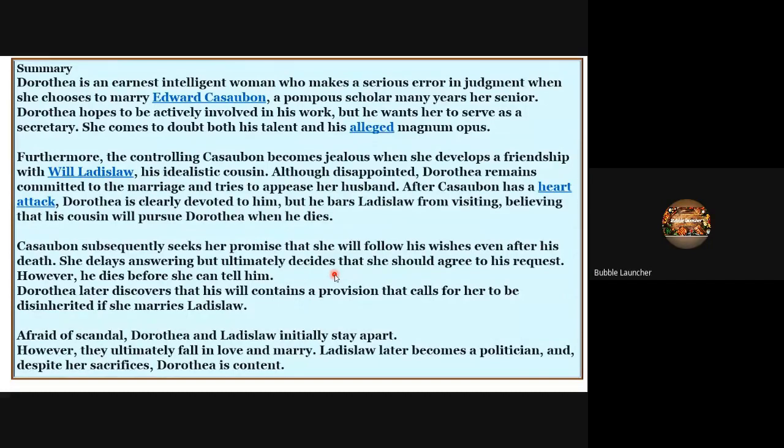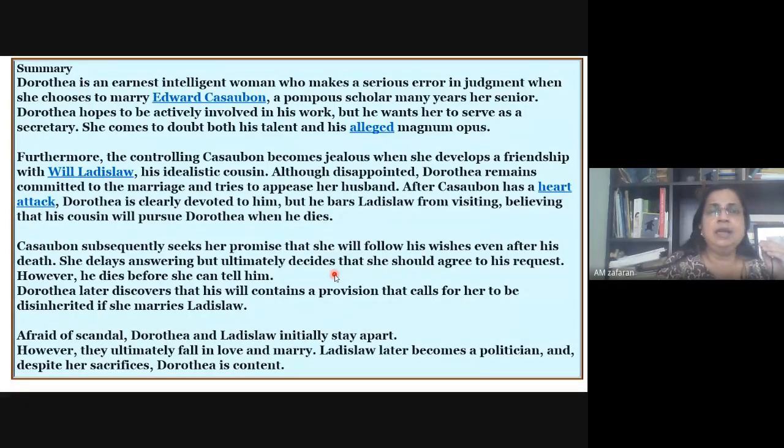So he's not doing well, he's already had a heart attack, and he may die, and he's worried that Dorothea may go to Will Ladislaw after his death. So he makes her give a promise that she will do nothing of the sort. At first, she doesn't want to give any promises to her husband, yet later she decides, okay, she will agree to what he says. However, before she can tell him, he dies.